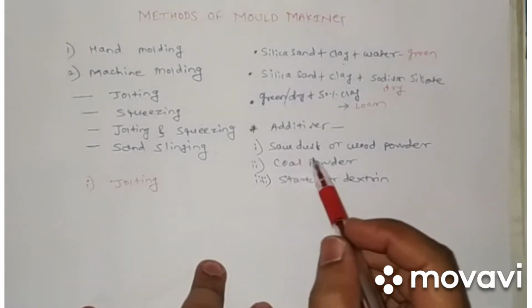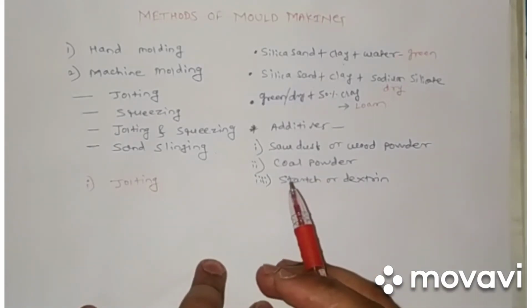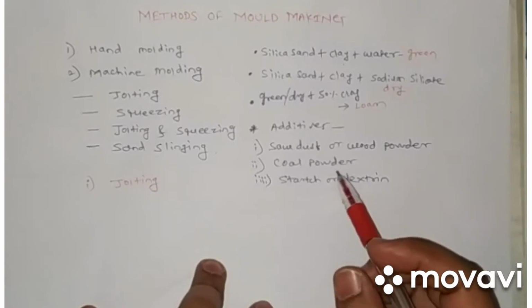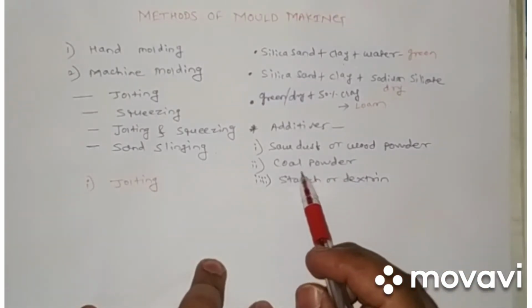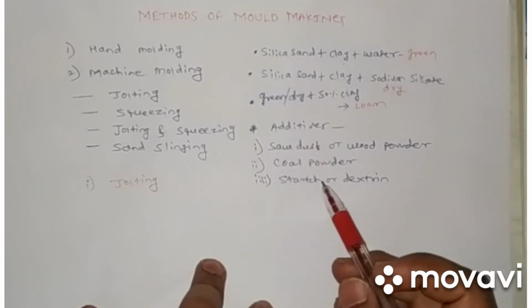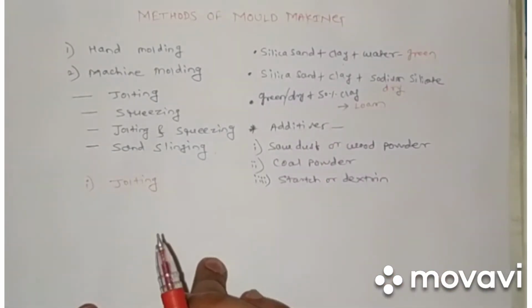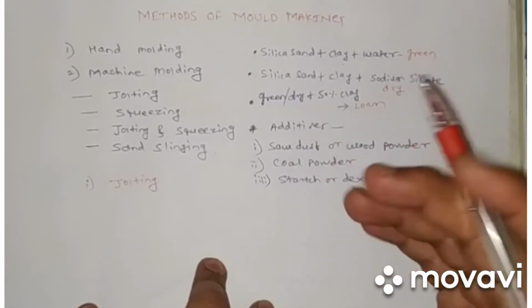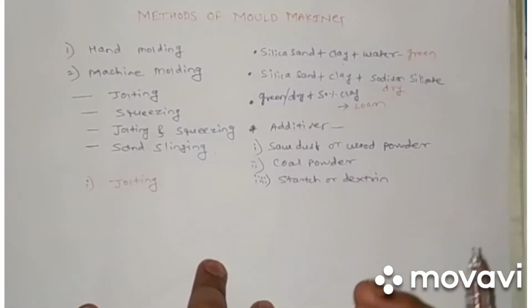The first one is sawdust or wood powder. This is added in order to increase the collapsibility of the mold, so it should easily collapse and be removed easily. Then coal powder is added to increase the refractoriness of the mold, because it has to sustain higher temperatures. And then starch or dextrine is added to increase the strength of the mold.